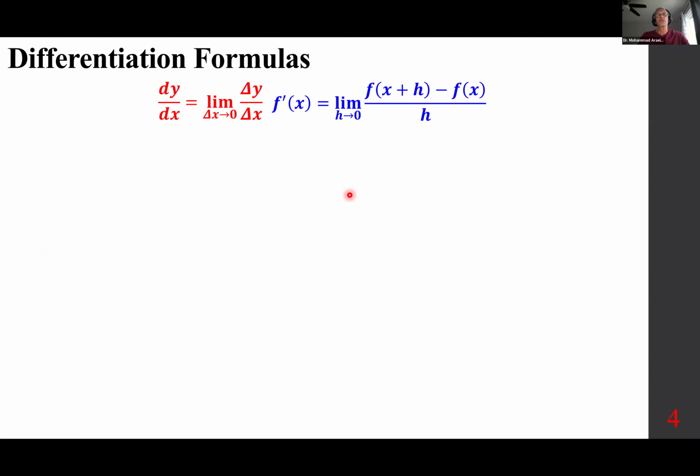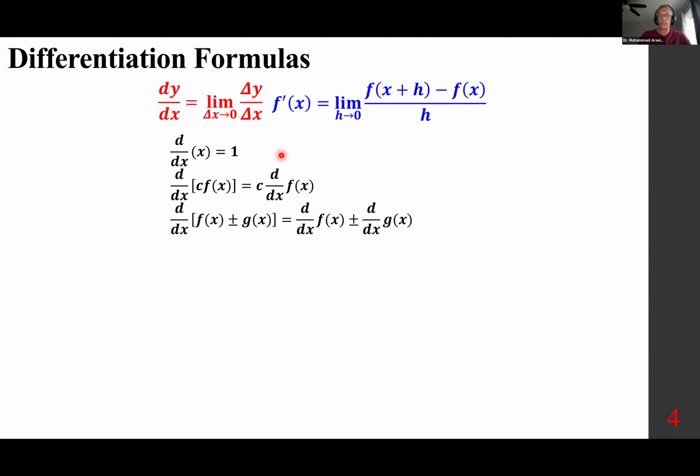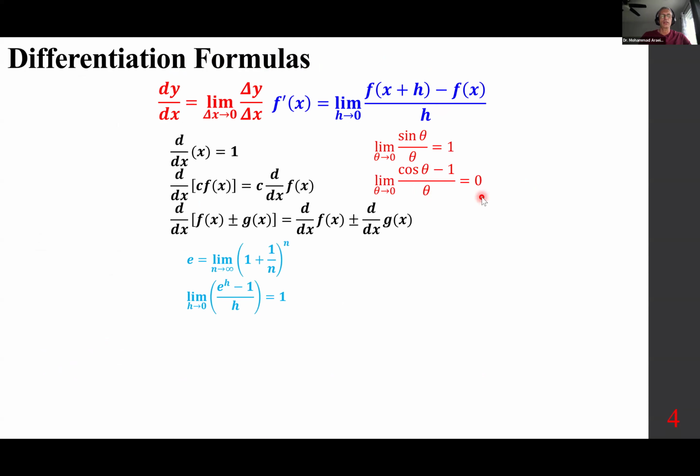So again, differentiation formulas, starting with the definitions. The limit of sine theta over theta as theta approaches 0 is 1. The limit of cosine theta minus 1 over theta as theta approaches 0 equals 0. And the definition of e, in a couple of different formats, is the limit of (1 plus 1 over n) to the power of n as n approaches infinity, or e is the number such that the limit of (e to the power of h minus 1) over h as h approaches 0 equals 1.